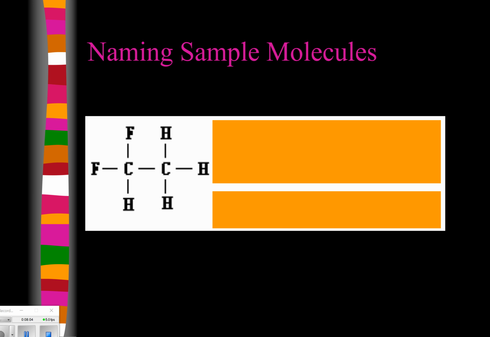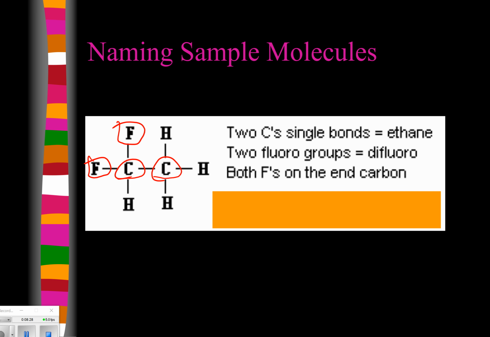So again, with this example, we'll identify our longest unbroken chain. We have 2 carbons here, which is the prefix eth. This is an ethane molecule. And we have 2 fluoro groups, so we're going to use the prefix di for difluoro. And both of these fluorines are on the same carbon. We don't have one of them that's over here. So they're both on the same carbon.